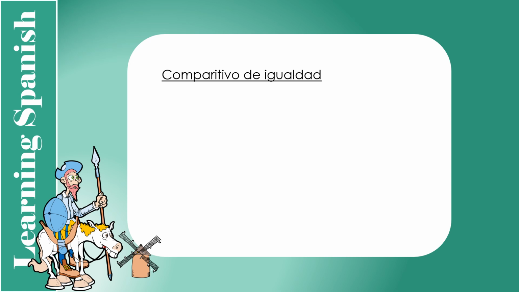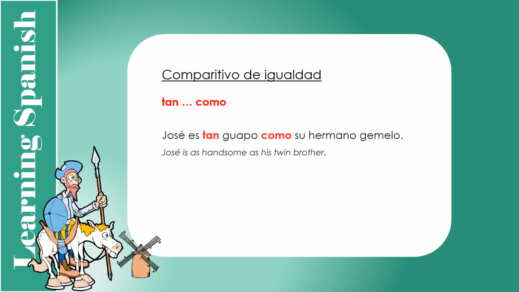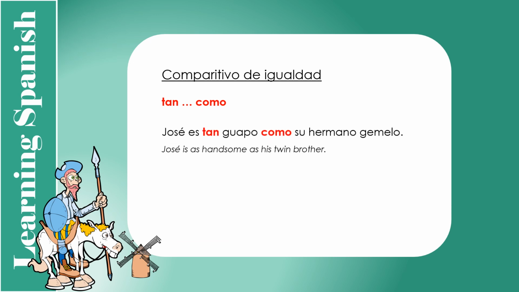We start with the comparison of equality. In English we use as, and in Spanish tan, como. José es tan guapo como su hermano gemelo. Carmen es tan lista como Pablo.